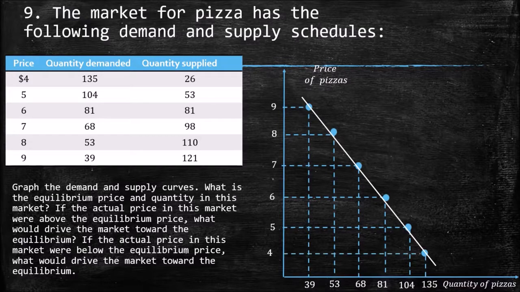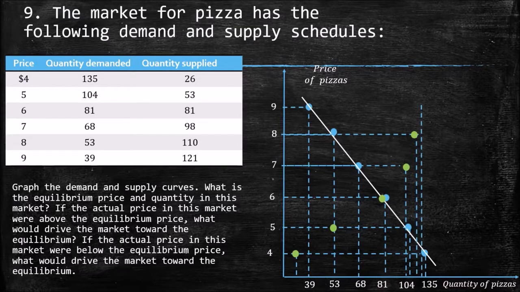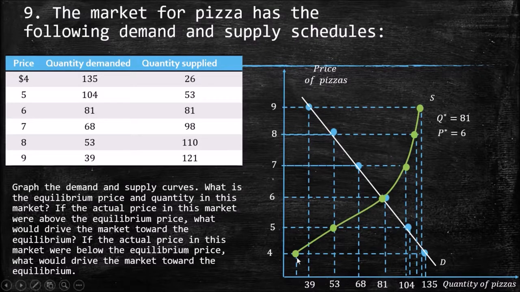Now we are going to graph the supply. At the price of 4 it's going to be 26. At the price of 5 it's going to be 53, and at the price of 6 it's going to be 81. At the price of 7 it is going to be 98, at the price of 8 it's going to be 110, and at the price of 9 it's going to be 121. This is kind of weird, but this is going to be the supply curve.